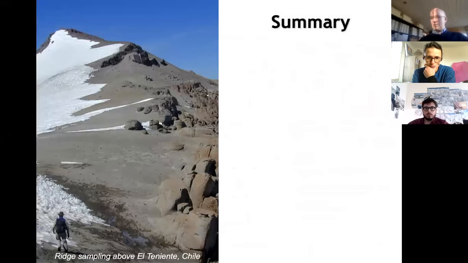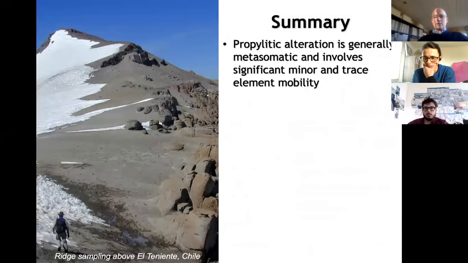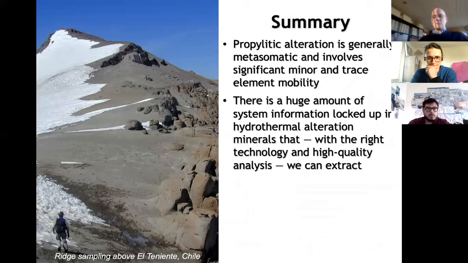So just to wrap up, a couple of summary points. Propylitic alteration, we conclude, is generally metasomatic over quite large distances away from the porphyry centers, and involves significant minor and trace element mobility that we can record in elements in minerals such as epidote and chlorite. There's a huge amount of system information locked up in those hydrothermal minerals. So with the right technology and high quality analysis, we can extract that information, even parts per billion.